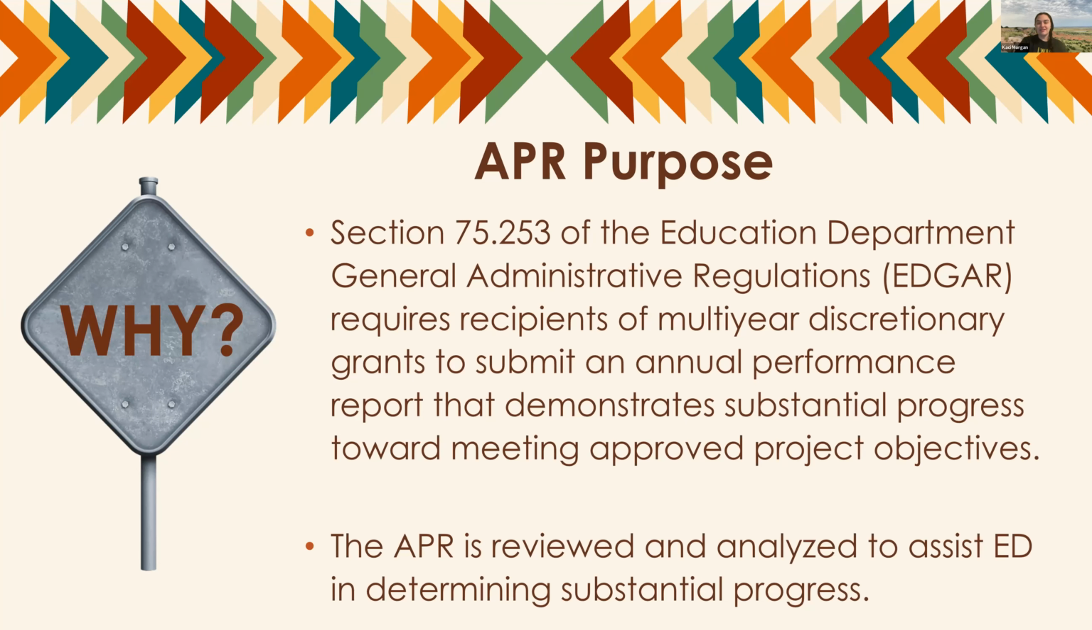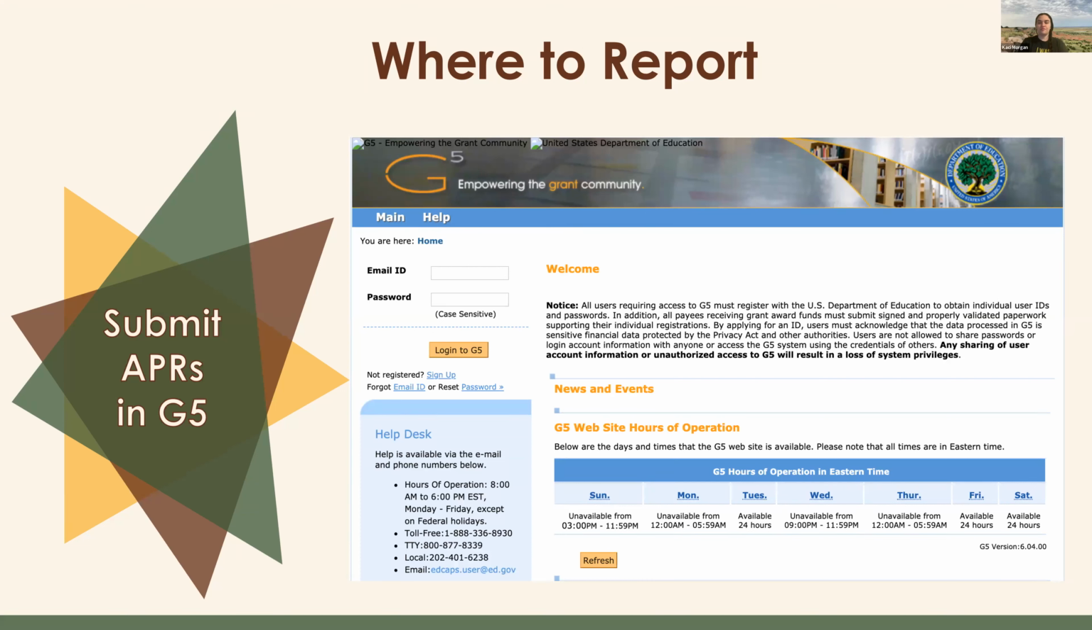So what is the purpose of the APR? The APR is a federal grant requirement and is the primary document submitted annually that allows you to document your progress toward project objectives. So what you report is used to determine substantial progress, and that information will inform a continuation award decision. So you want to make sure that you give us complete and detailed information in your APR as you can, and then that you're providing a timely APR update for anything that you reported as a 999.